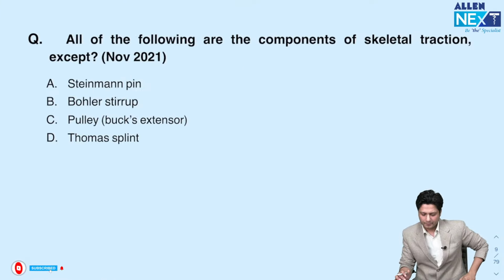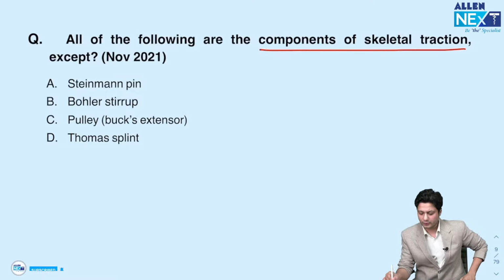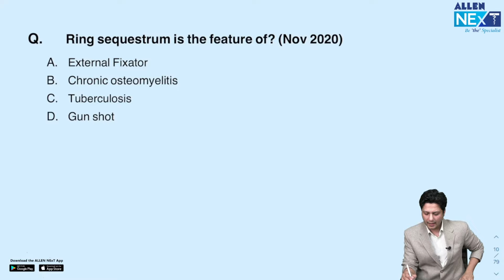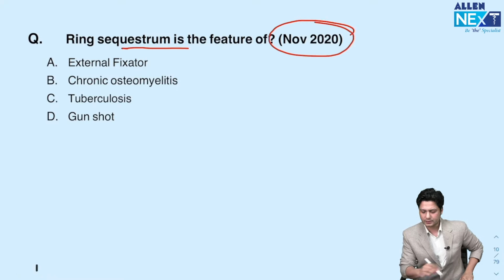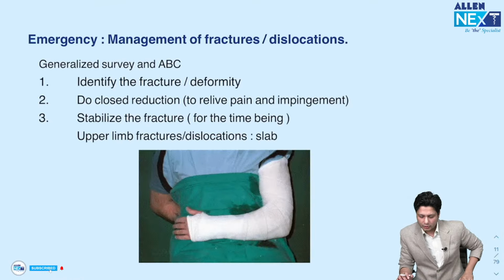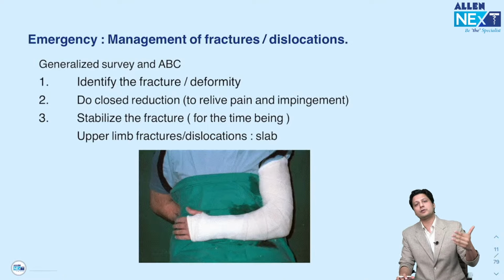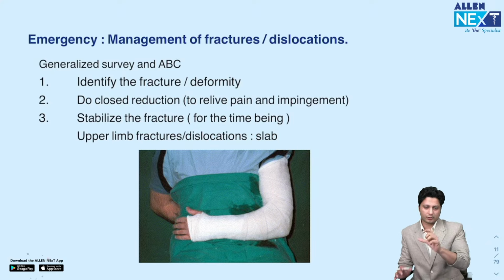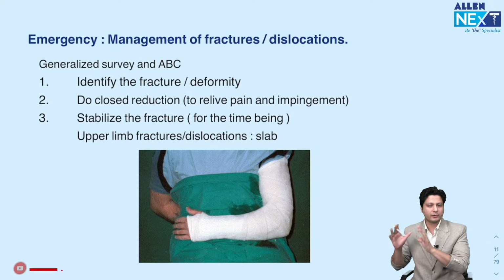books. All right. All of the following are the components of a skeletal traction, again a procedure of the emergency in order to immobilize the fractures, and ring sequestrum is a feature of, which was asked in November 2020. So these are your sample questions. These are the questions which were already asked. As you can see, 5 years, 5 questions out of this topic in particular. That means emergency management of a patient with trauma.